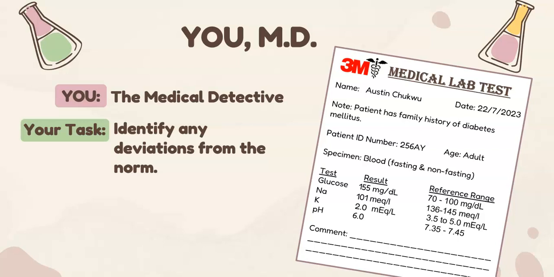Take for example the glucose level. The result indicates 155 milligram and the range of normal shows 70 to 100 milligram. What that tells you is that the glucose level appears to be more than the normal.